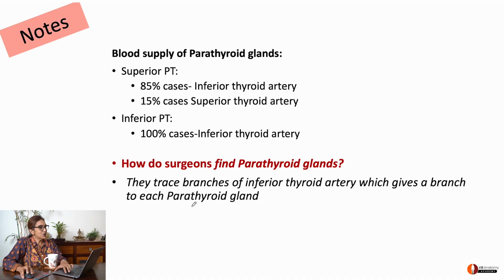Yes. So just understand that parathyroids, superior is supplied 85% by inferior thyroid, 15% by superior thyroid. Inferior parathyroid is completely supplied by inferior thyroid. Why should we know all this? We should know this because when the surgeon is looking for a parathyroid, he basically traces the inferior thyroid artery, which is able to help the surgeon reach the parathyroid glands.